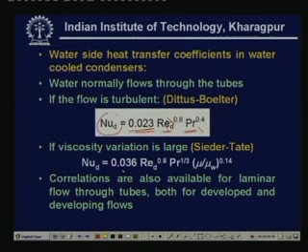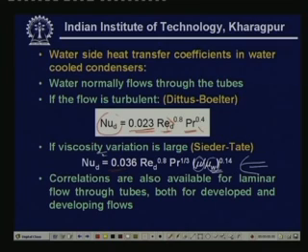Okay, so this Cedar-Tate correlation is given by Nu subscript D is equal to 0.036 Re to the power of 0.8 Pr to the power of 1/3 multiplied by (mu/mu W) to the power of 0.14. Here mu W is nothing but the viscosity of water at wall temperature, and mu is the viscosity of the water at bulk temperature. Okay, so this expression can be used if the temperature variation between the wall and bulk fluid is large, or if the viscosity variation is large.